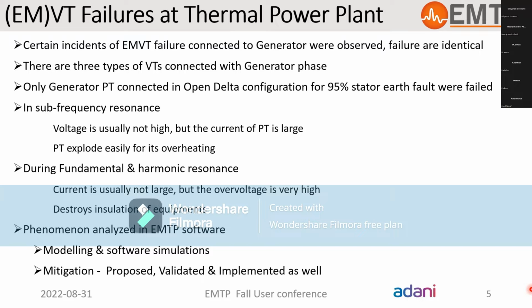Now, if you see in this frequency resonance, the voltage is usually not high, but the current of the PT is large, and this can make the PT explode easily from overheating. Now, during the fundamental or harmonic resonance, the current is not usually large, but the voltage can shoot to a very high level. It can destroy the insulation of the equipment and cause a serious accident. So this phenomenon was analyzed in the EMTP software by modeling and software simulations. Mitigation of this phenomenon was proposed, validated, and then implemented as well.